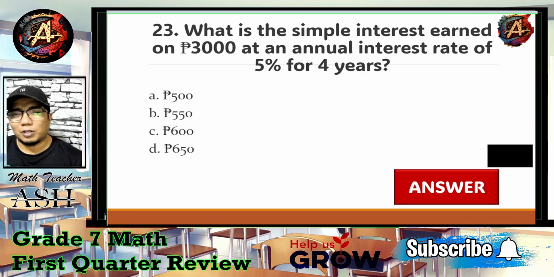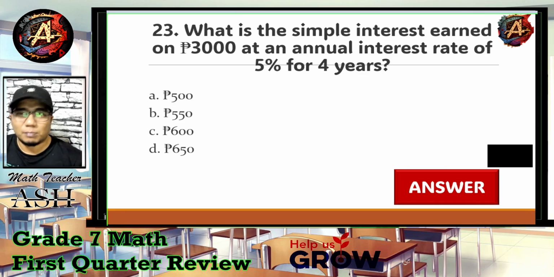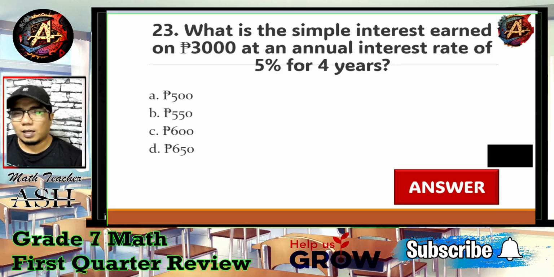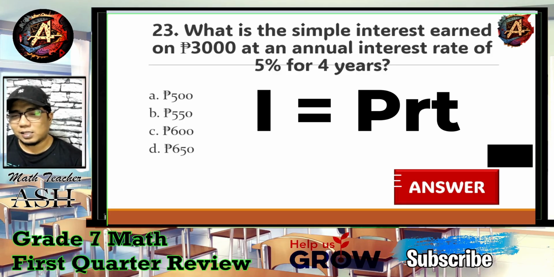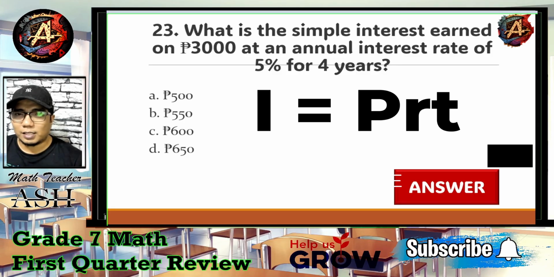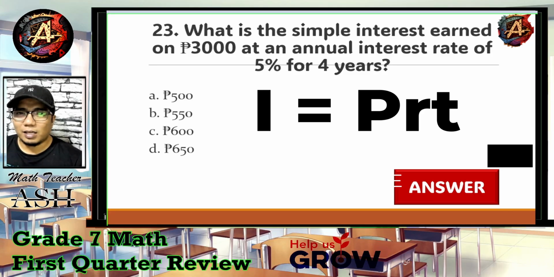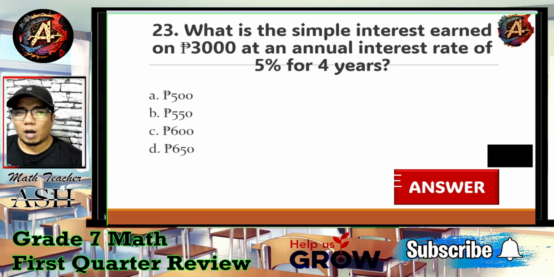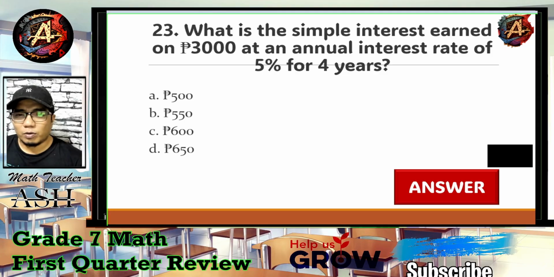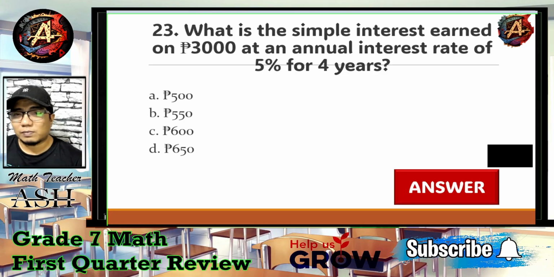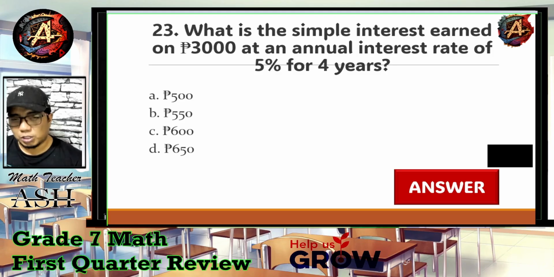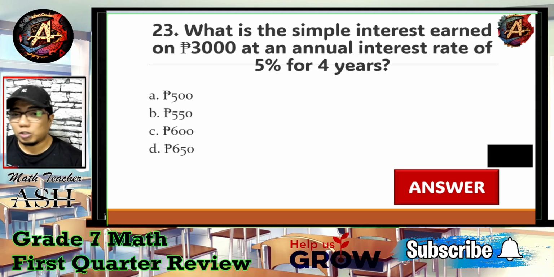Okay, my dear math learners, if you still remember your formula for getting the simple interest, that is basically I, which is the interest, is equal to PRT, where P is the principal amount, R is the rate, and T is for the time. So our principal value here is 3,000, our rate is 5%, and our time is 4, which is 4 years. So what you need to do is you just multiply them.